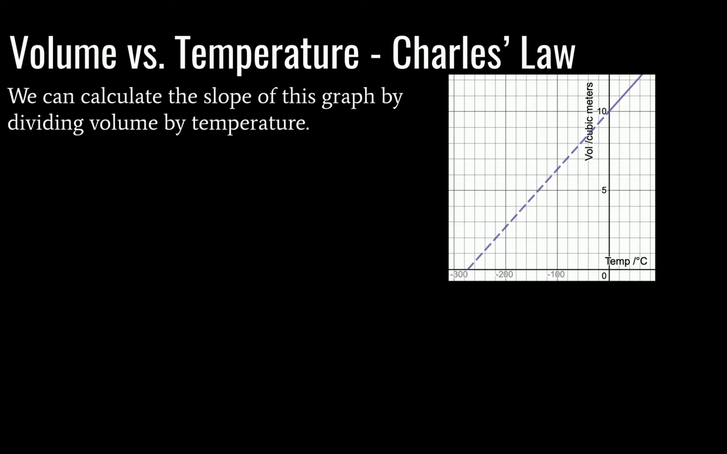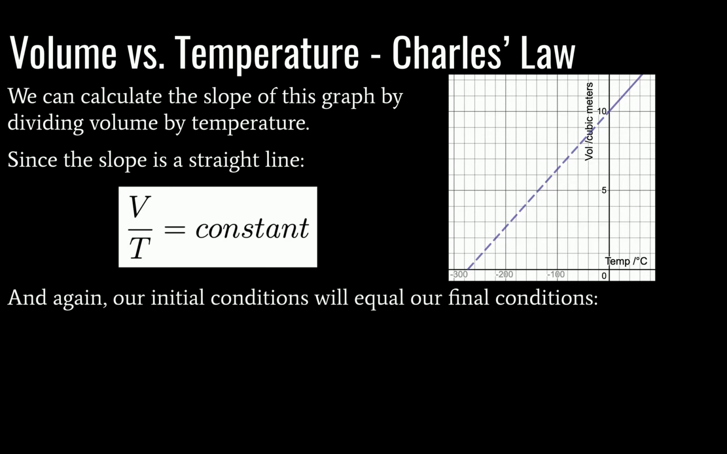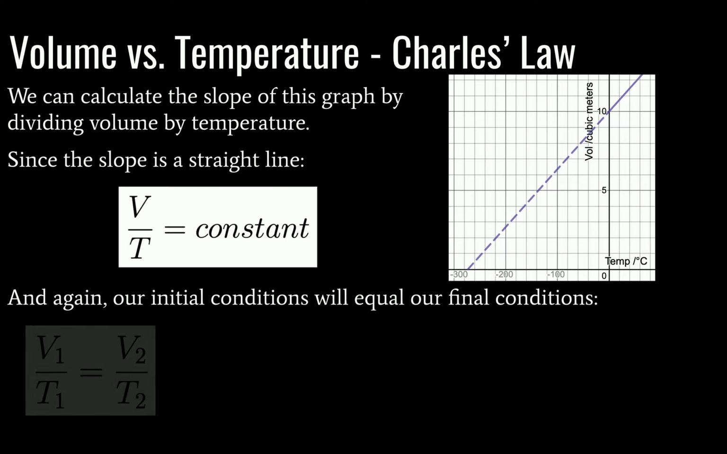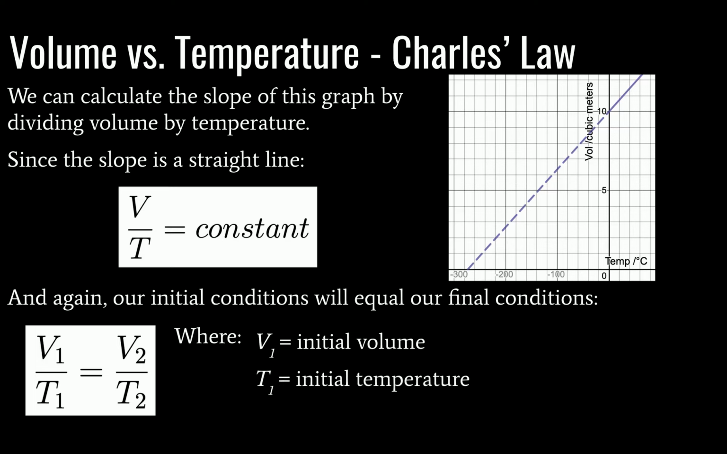So we calculate the slope of this graph, again, by dividing volume by temperature. And since the graph is a straight line, once again, what we find is that volume divided by temperature is constant. Once again, our initial conditions must equal our final conditions, and we have this nice equation. Defining our variables, V sub 1 is initial volume, T sub 1 is initial temperature, and so forth.